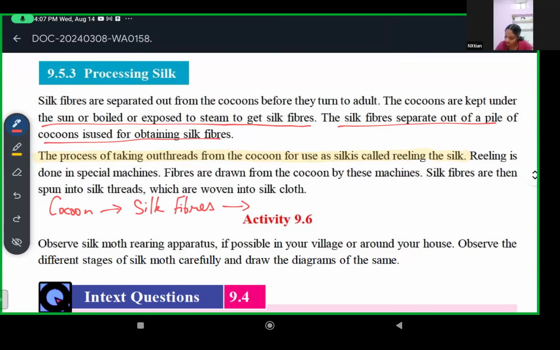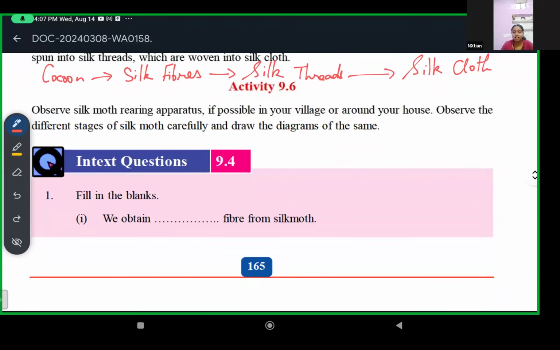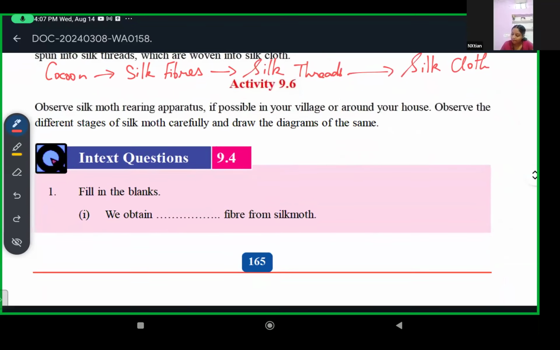Okay, then we spin it to make silk threads. And then these are woven to make silk cloths. Okay, so that's how silk cloths are made.